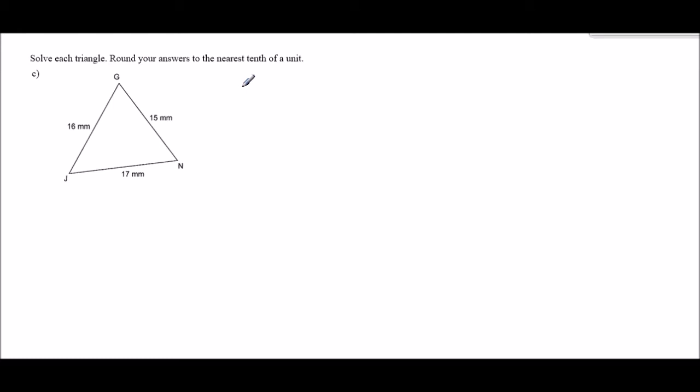Question 16 said, solve each triangle and round your answers to the nearest tenth of a unit. And 16C gives us this diagram showing triangle GNJ, or maybe GJN, whatever it is. And then it gives us this information. It gives us all three sides. And of course, if we're solving a triangle, it means we need to find all the missing angles and all the missing sides. Well, none of the sides are missing. So when we're done this question, we will have found all measures of those three angles.